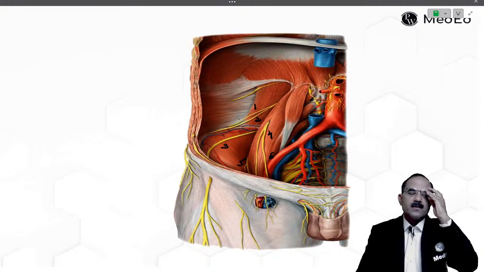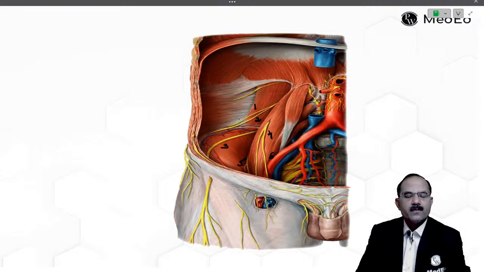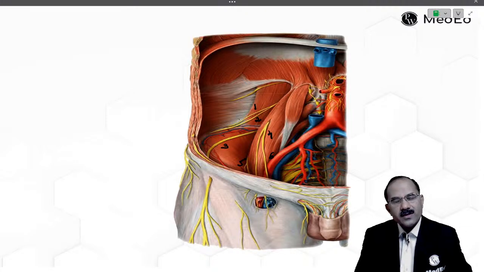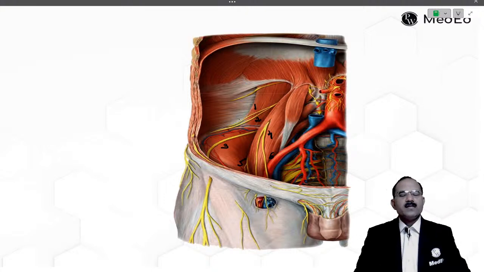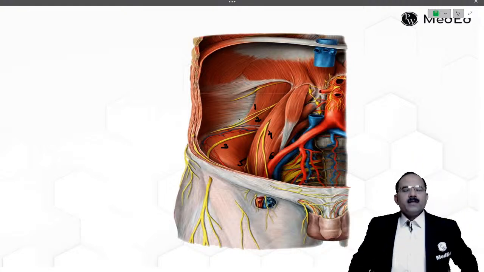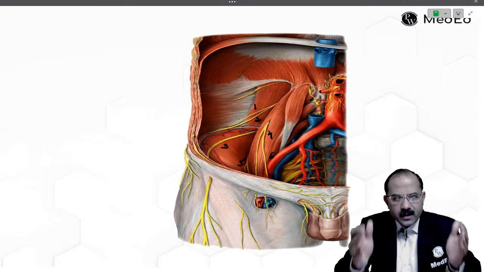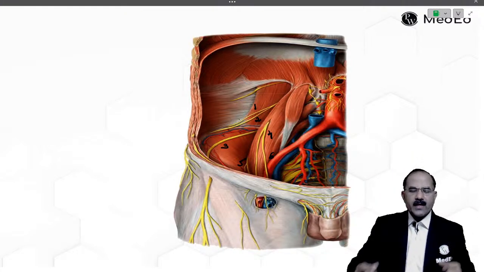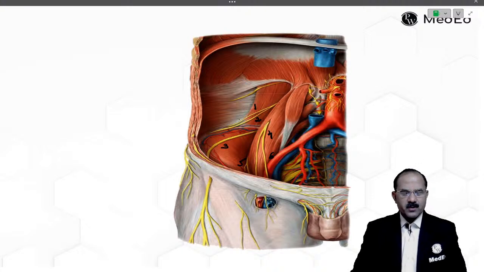Any guesses? What is this number 3? This is the nerve which gets compressed against the inguinal ligament. The person complains of paresthesia, tingling and numbness along the lateral aspect of the thigh. Any guesses? What is this nerve? Lateral cutaneous nerve of thigh.